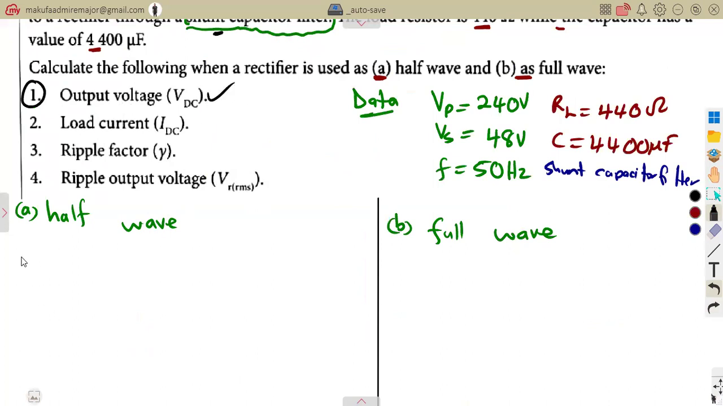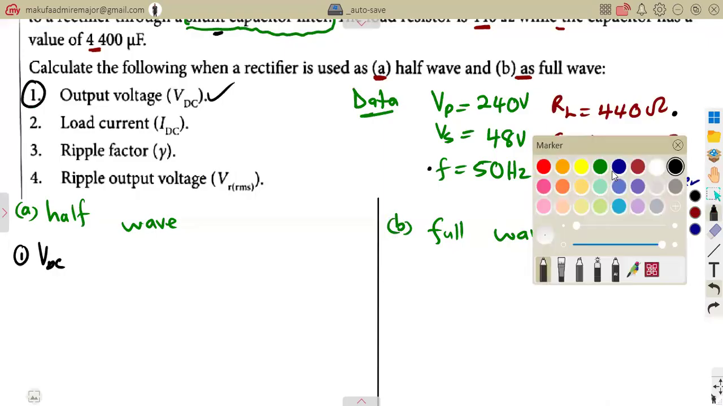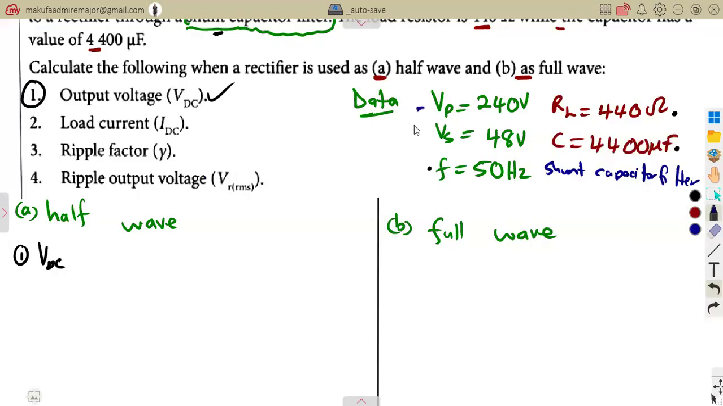All right, so let's consider the first question that we are given, which is to calculate the output voltage, which is our VDC. As we can see, there are so many formulas, but with the information that we have, what is it that you can consider? We have got the load resistor, we have got the capacitor, and the frequency. As I said, the values that you are given from the transformer represent what we refer to as the RMS value.